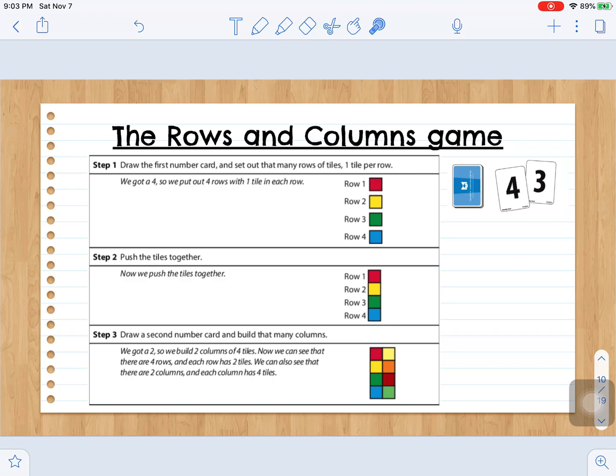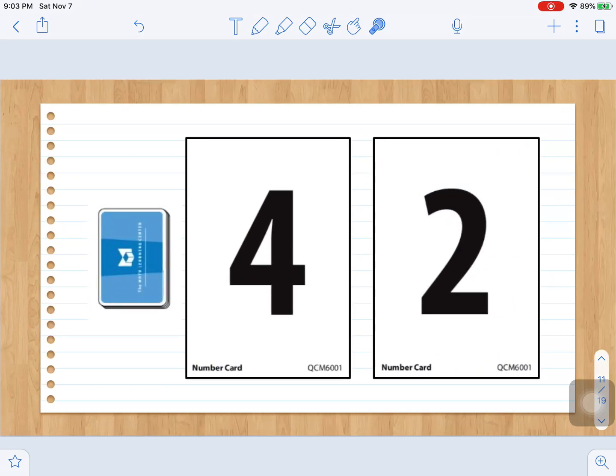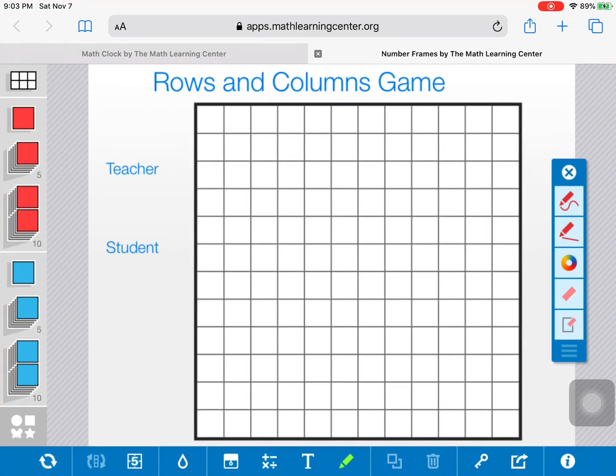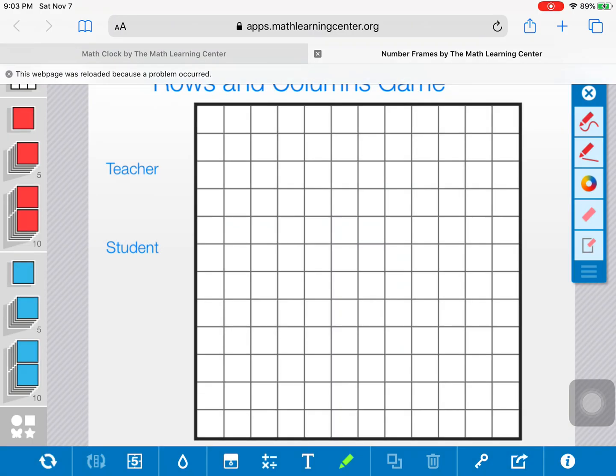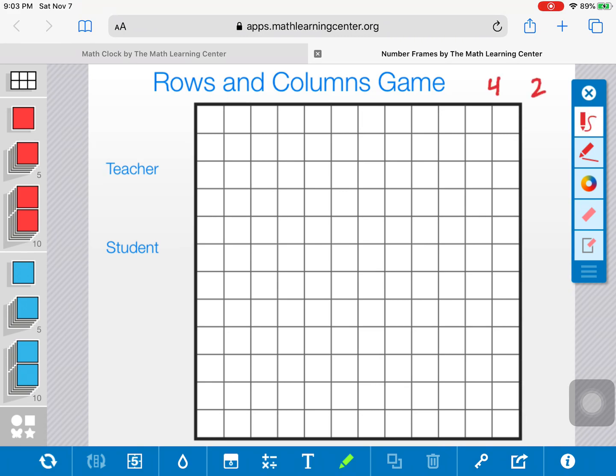So I will go ahead and go first, and we are going to play teacher versus student. So here are the 2 cards that I picked from the deck. We have 4 and 2, which means that I'm going to have 4 rows and 2 columns. So let's go ahead and demonstrate this on our Tile app. All right, again, I have 4 rows and 2 columns. And I'm just going to write that down so that I don't forget.